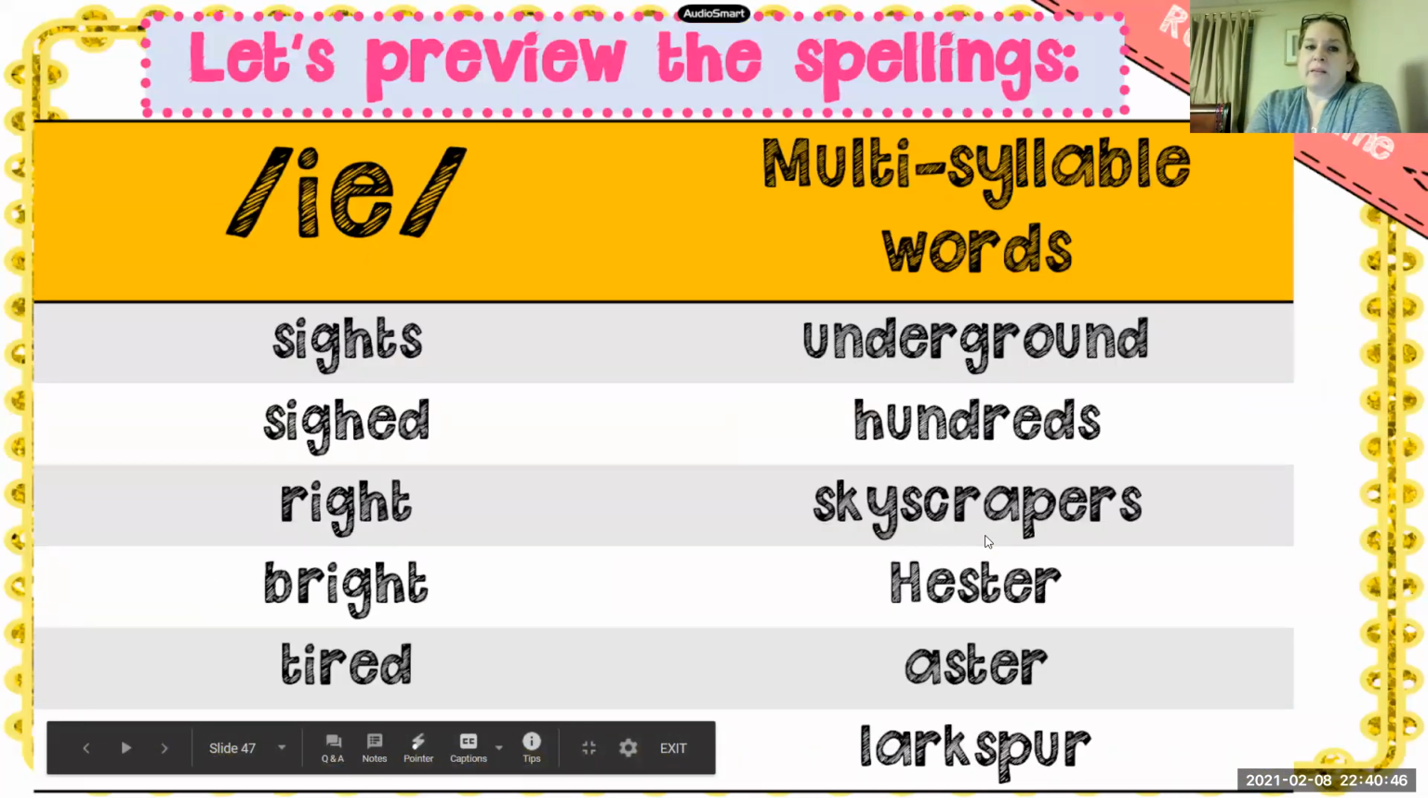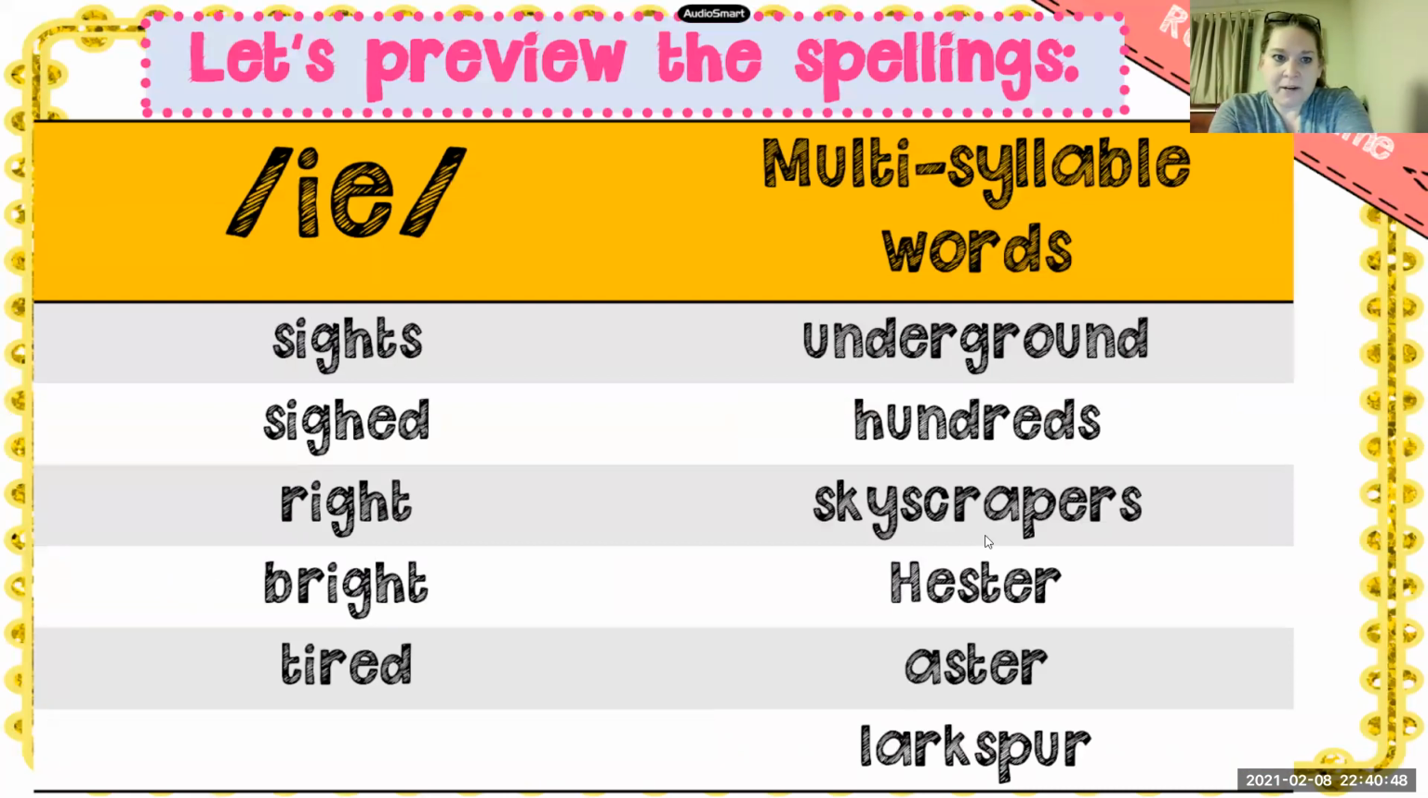All right, so some of the spellings that we are going to see in today's story. We have the I sound in the words sights, side, right, bright, and tired. And we have some other multi-syllable words. We have underground, which has 3 syllables. Hundreds has 2 syllables. Skyscrapers, 3 syllables. Hester, 2. Aster, 2. And larkspur has 2.